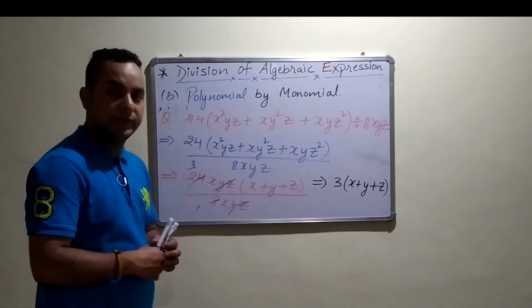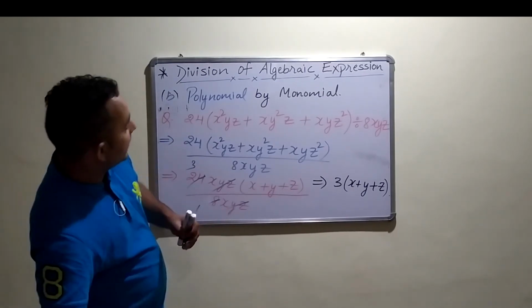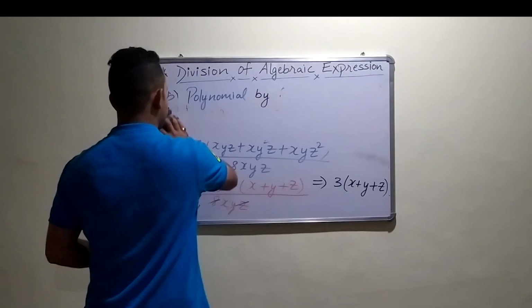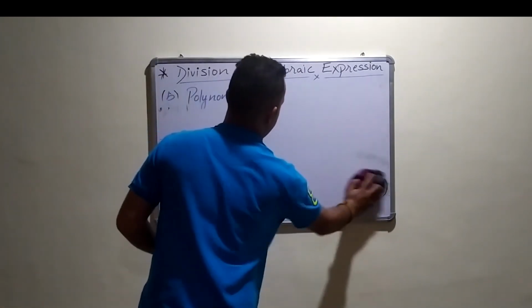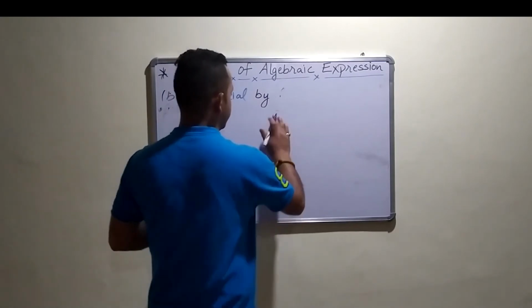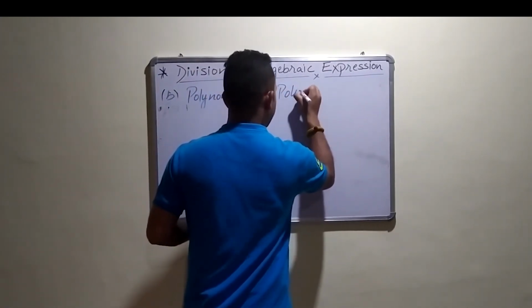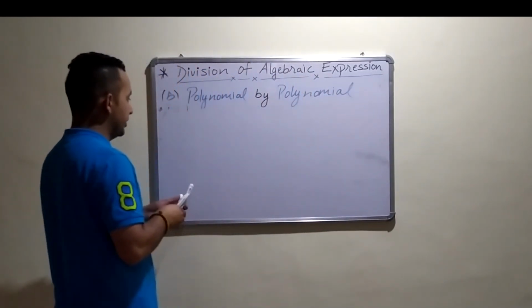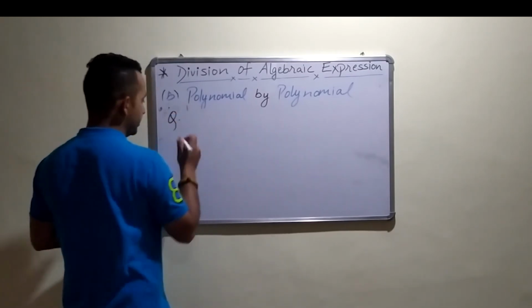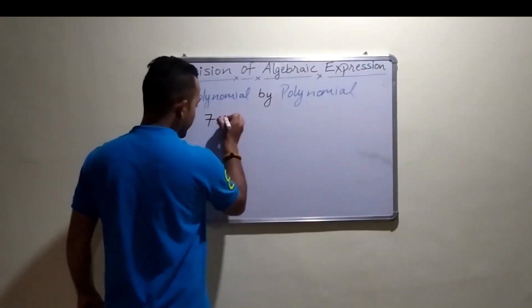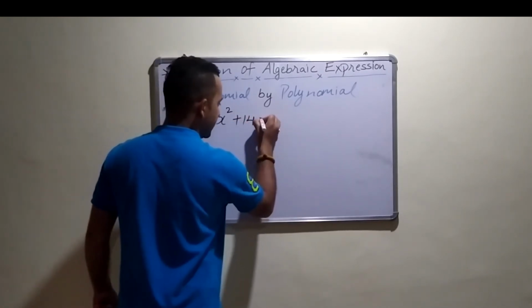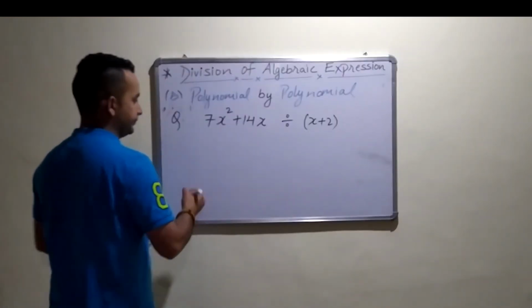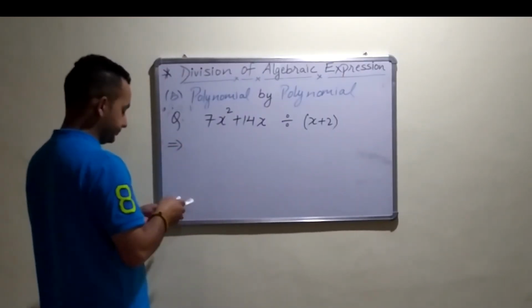Now we are left with the last topic of this chapter, and the last topic is division of polynomial by polynomial. Now I'm going to give you one more question, that is 7x squared plus 14x divided by x plus 2. Now we are going to solve this.